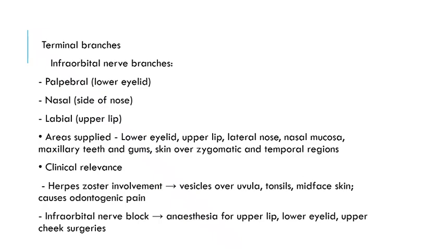The areas supplied are the lower eyelid, upper lip, lateral nose, nasal mucosa, maxillary teeth and gums, and skin of the zygomatic and temporal region. The clinical relevance is herpes zoster involvement, that is vesicles over the uvula, tonsils, and midface skin, which causes odontogenic pain. And infraorbital nerve block gives anesthesia for upper lip, lower eyelid, and upper cheek surgeries.